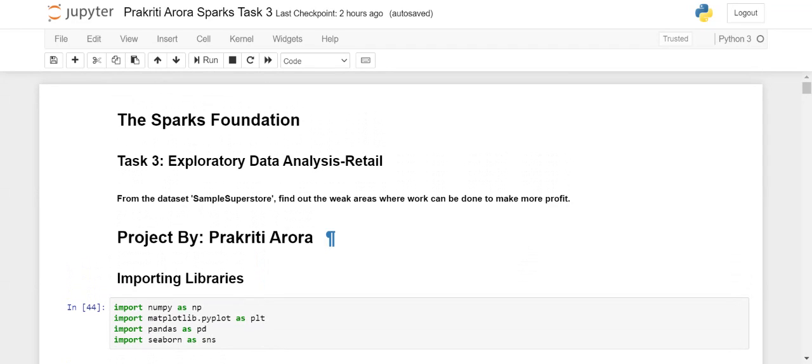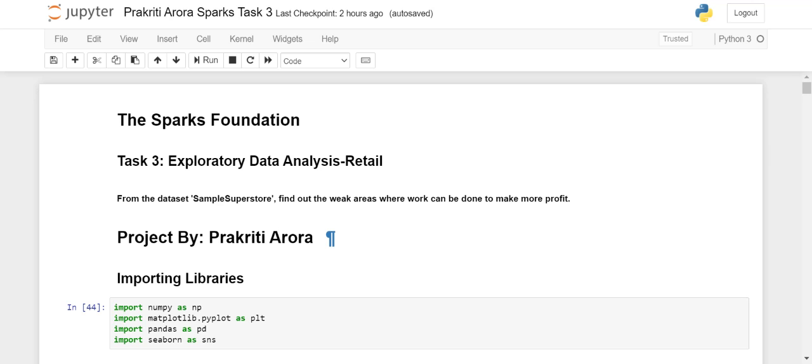And the objective of this task is exploratory data analysis in the field of retail. From the dataset Sample Superstore, we have to find out the weak areas where work can be done to make more profit. Now, first, we'll understand what exploratory data analysis is.